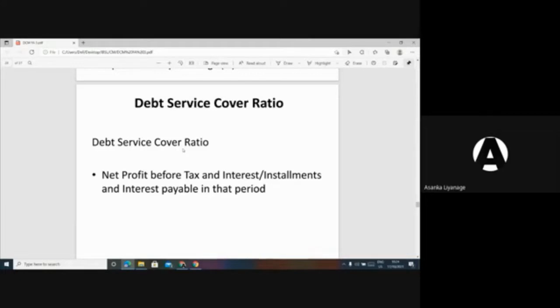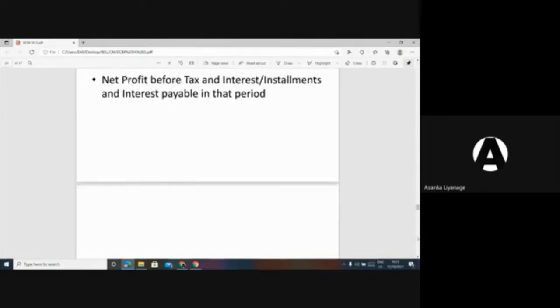If the ratio is higher, that is a good opportunity for lending. If the ratio is lower, say you have a net profit before interest and tax of 20 million, and you have a loan installment of about 5 million, you have 4 times here. But if it is 10 times, that is better as against the 4 times one.